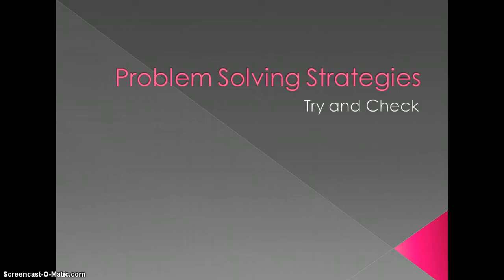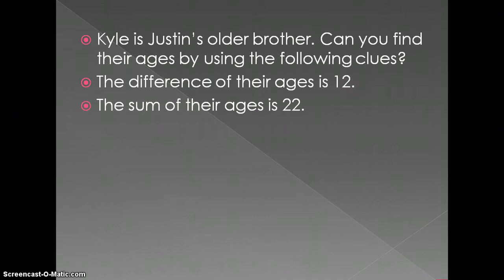This lesson is about a problem-solving strategy called try and check. So here's the problem we're going to start out with. Kyle is Justin's older brother. Can you find their ages by using the following clues? The difference of their ages is 12. The sum of their ages is 22.